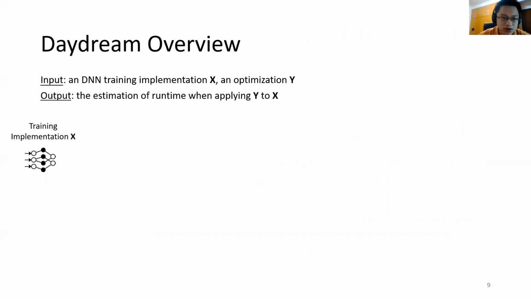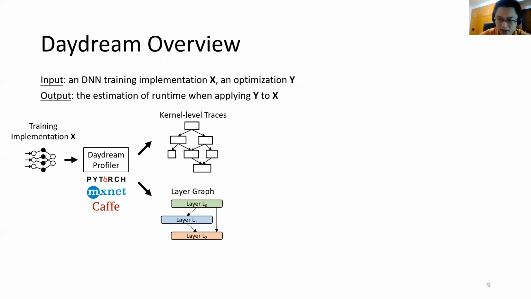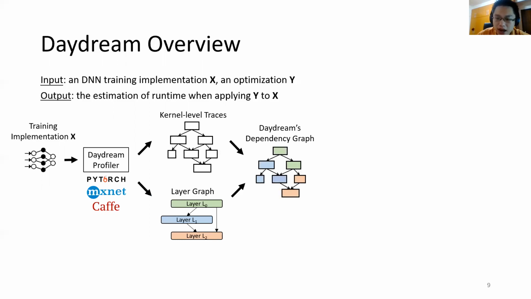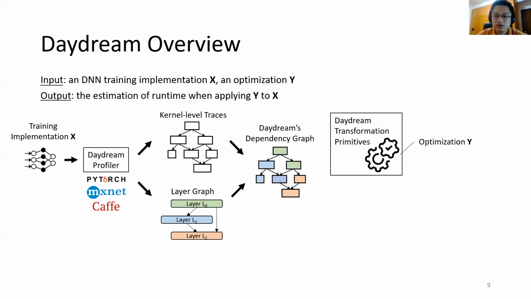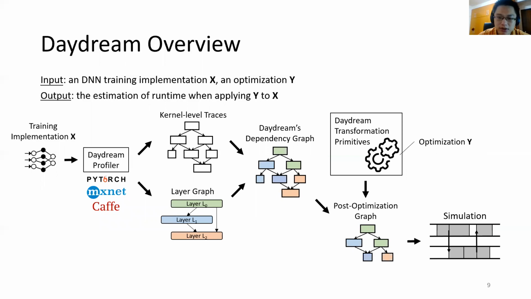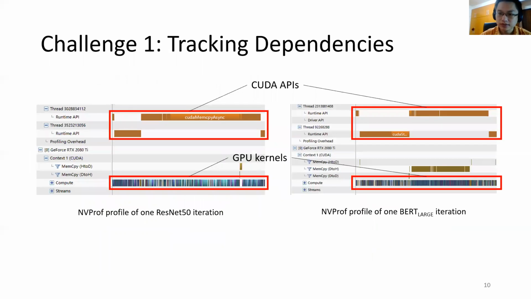Given a DNN training implementation, Daydream will first run a profiler on top of it, collecting profiling data and generating both kernel level and layer level traces. And then Daydream will combine these traces, generating Daydream's dependency graph. The users will use Daydream's transformation primitives to depict the given optimization, and these primitives will alter the dependency graph. And finally, Daydream will simulate the post-optimization graph to output the final estimation. And now let's look at each challenge in detail.